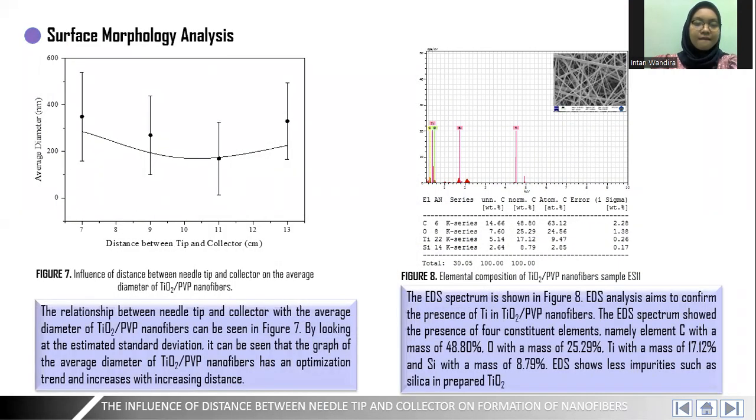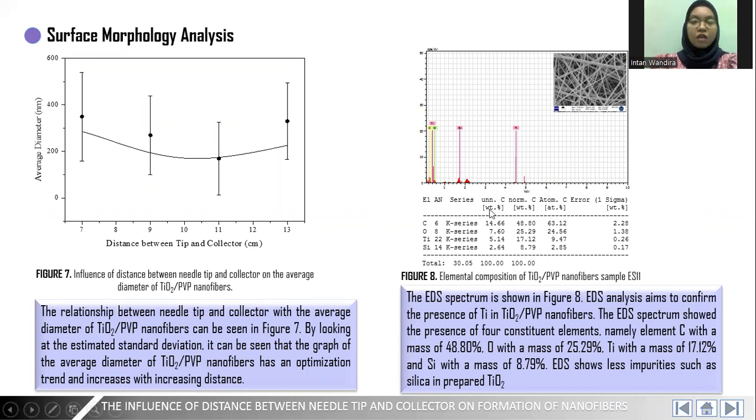And this is a figure of the graph of the influence of distance between needle tip and collector on the average diameters of CO2 PVP nanofibers. The relationship between needle tip and collector distance with the average diameter of the nanofiber can be seen in figure 7. By looking at the estimated standard deviation, it can be seen that the graph of the average diameter of CO2 PVP nanofibers has an optimization trend and increases with increased distance.